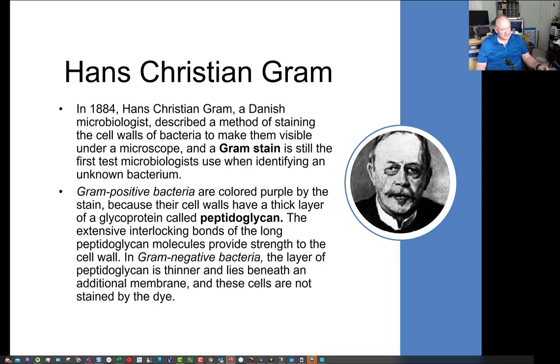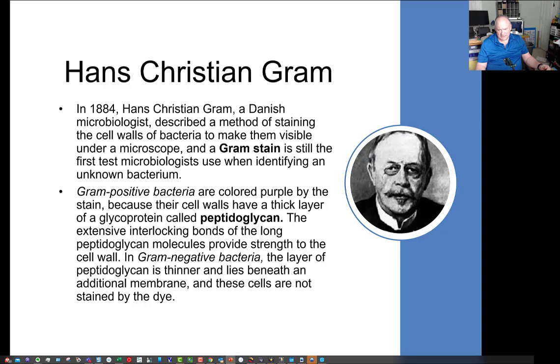So there's Hans Christian Gram, the gentleman that came up with the staining technique. In his day, he didn't understand what the stain, which we call the Gram stain today to honor him, was doing. He just observed that some stained purple and some stained pink. It's quite interesting, but now we understand the differences.